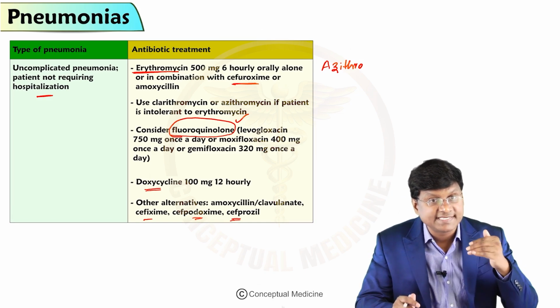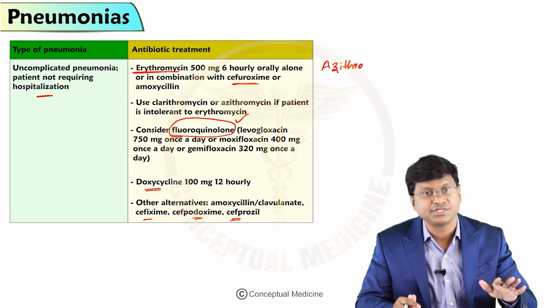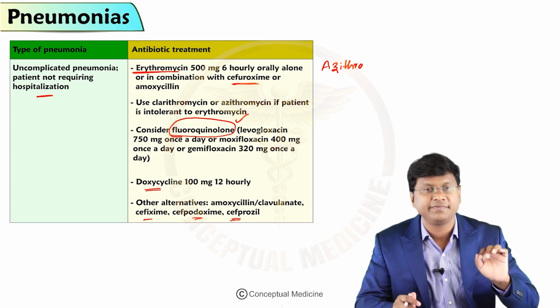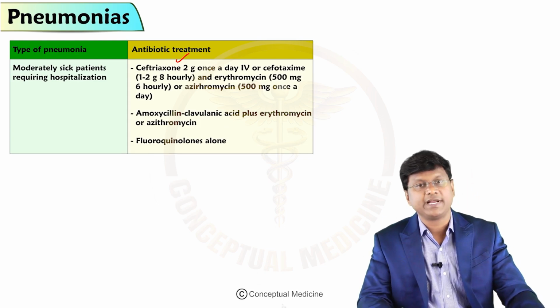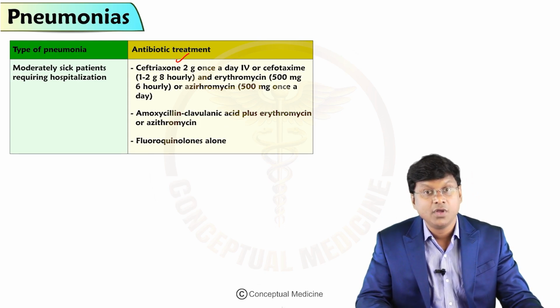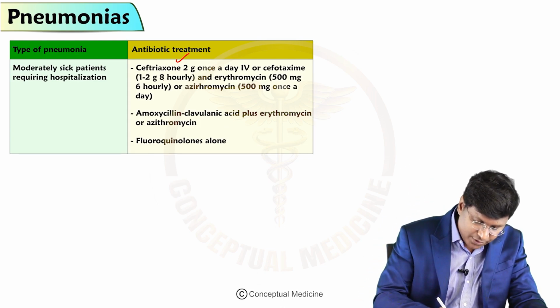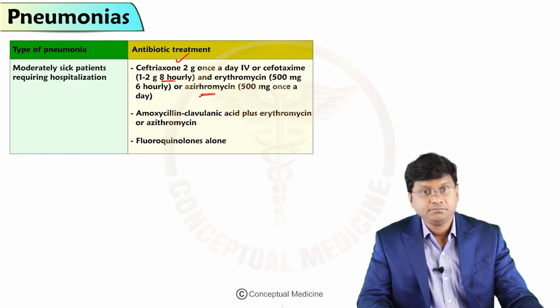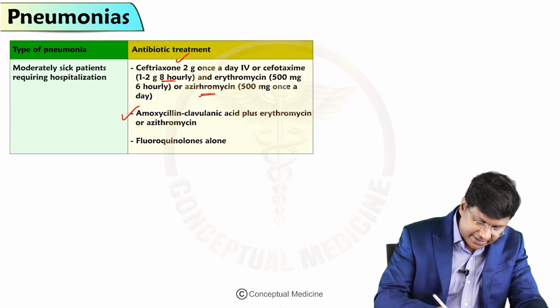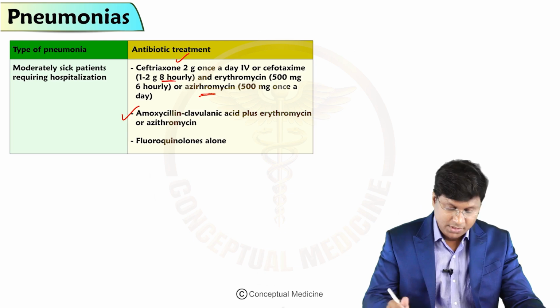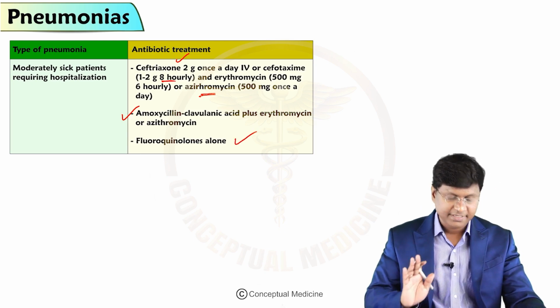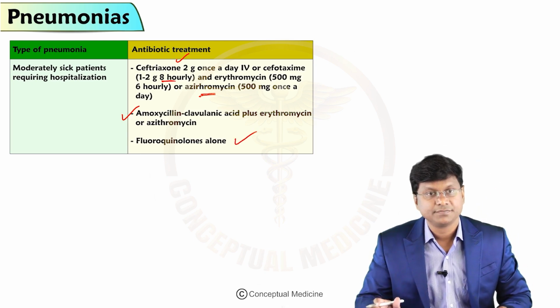But in moderately sick patients requiring hospitalization, they have to be given intravenous antibiotics, and that includes ceftriaxone 2 gram once a day intravenously, or cefotaxime 1 to 2 gram 8th hourly, or azithromycin can be given. And the other drug that can be given is amoxicillin clavulanic acid plus azithromycin, or fluoroquinolones alone can be given in a moderately sick patient.